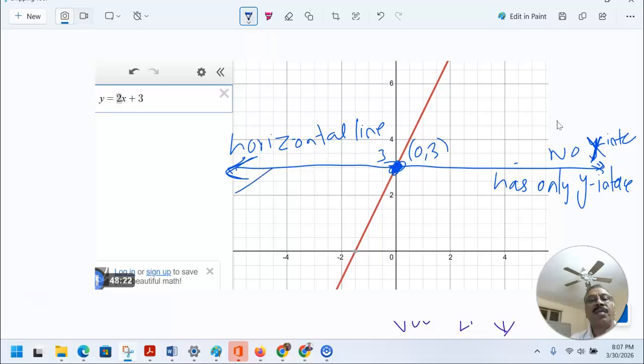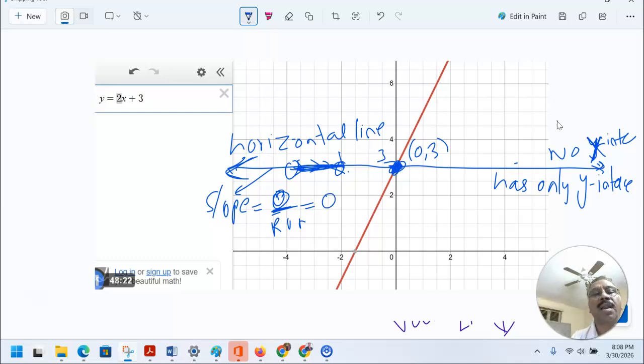And also, if you see, the slope here is 0. The slope here is 0 because it is like 0 over 1, 0 rise over run. So no matter which 2 points you take, you only run, but you do not go up or down. So the slope for this is 0. So a horizontal line has slope 0. This is one more piece of information: for any horizontal line, the slope is always 0.